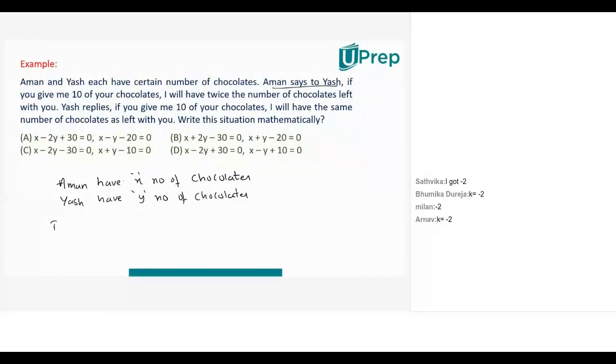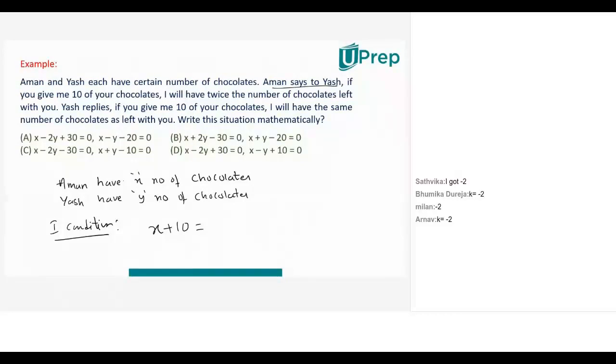X. Let's understand the first condition. Let me write that as the first condition. What is that first condition? Aman has X. Now, Aman says to Yash, give me 10 chocolates. So, initially he has X chocolates. He got 10. Now, Aman has X plus 10 chocolates.